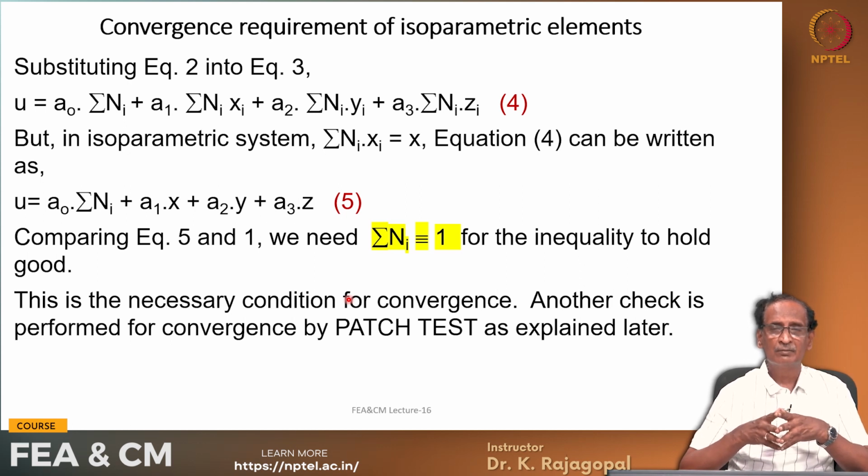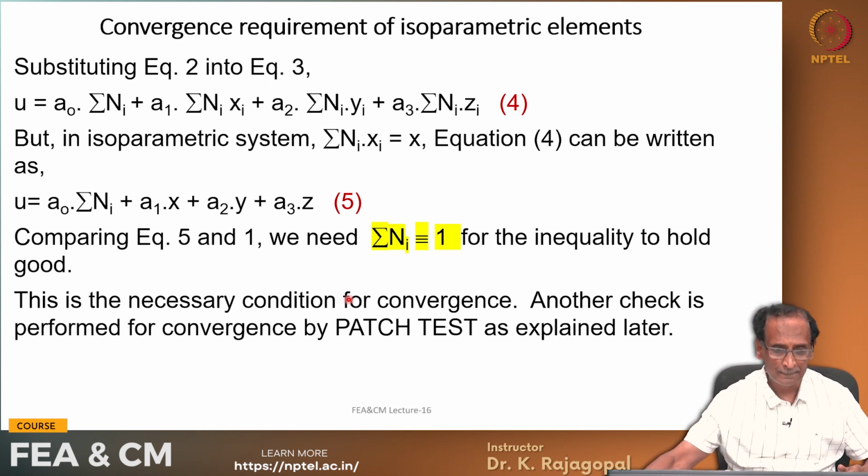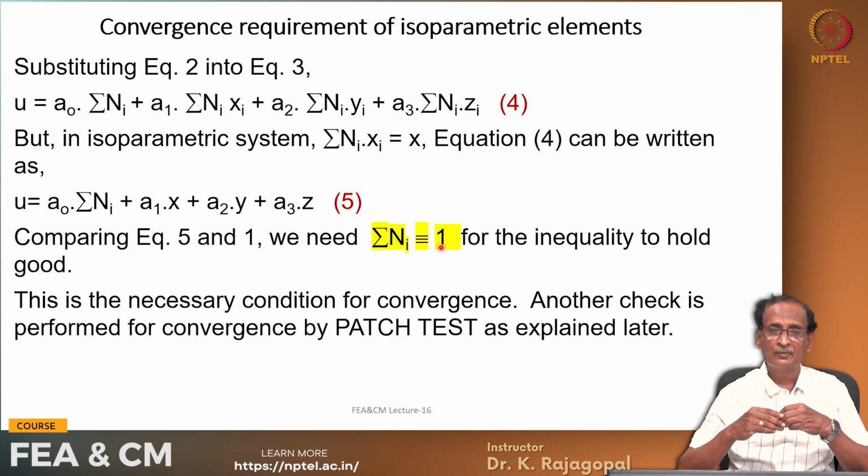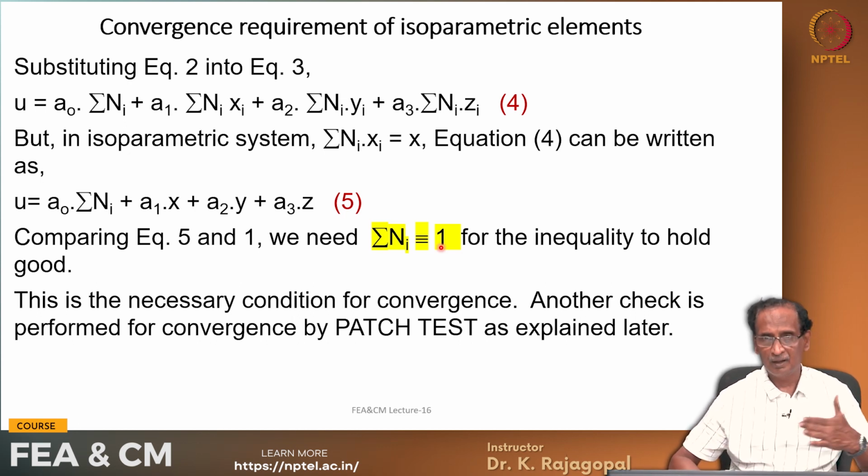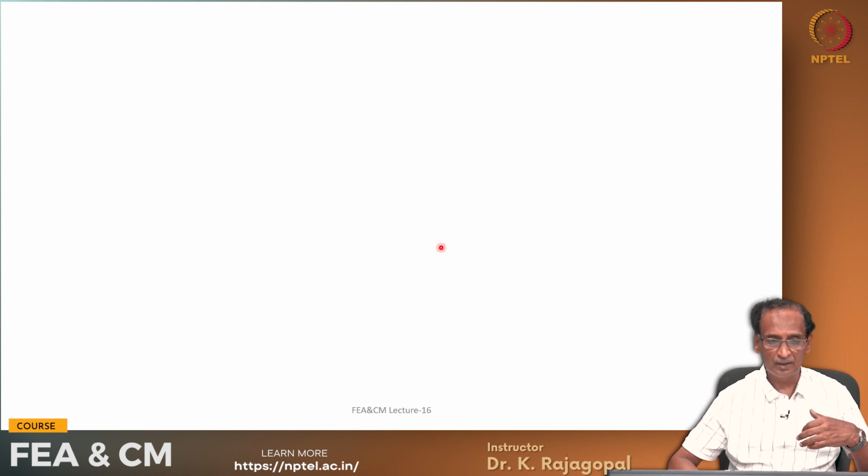We will also perform some other test called a patch test, that is referring to constant strain conditions, to assure that whatever finite elements we have developed do meet the requirements of convergence. Actually, sigma of Ni equal to 1 is required so that we can simulate the rigid body displacements without straining the body, and also the constant strain state within the element.